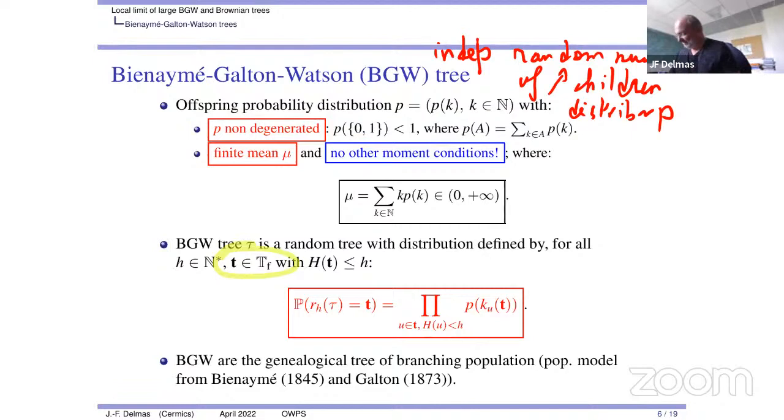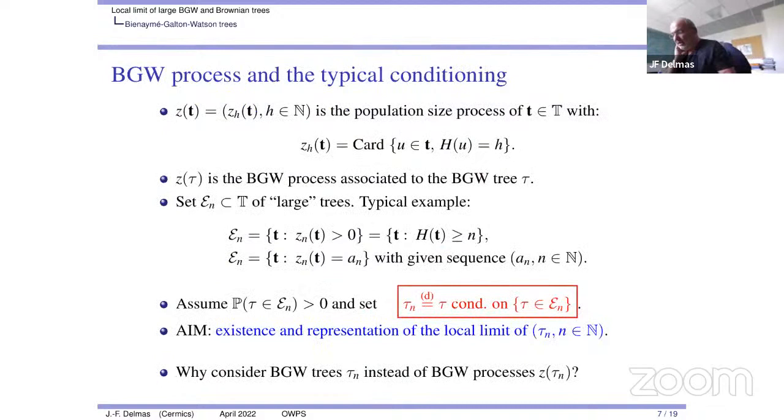So now we are going to consider a typical conditioning for the Galton-Watson tree, and we want the trees to be large. There are many ways to consider such a conditioning event. One is given, for example, by considering the population size process, also called the Galton-Watson process, where the size of the population at level H of the tree T is exactly the number of vertices at level H. Z of tau is the so-called Galton-Watson process associated to the Galton-Watson tree.